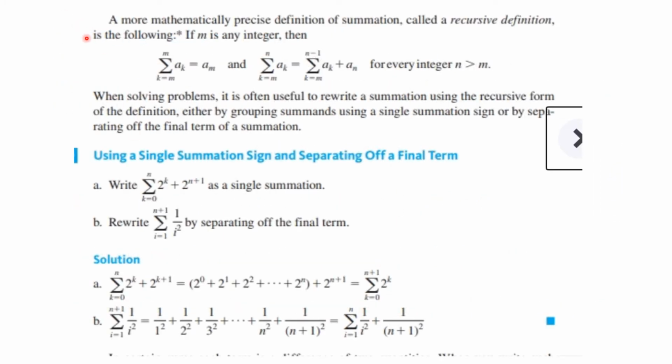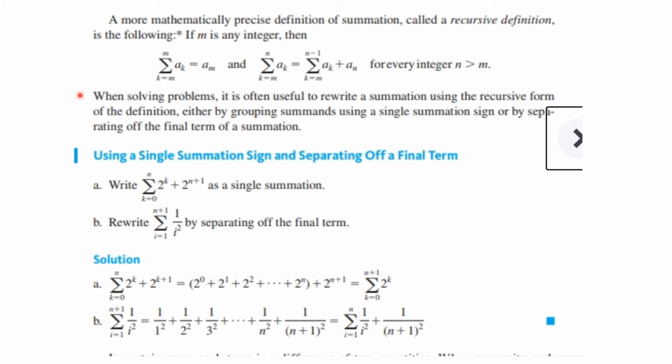A more mathematically precise definition of summation is called a recursive definition, and this is what it looks like. If m is an integer, if I sum from m to m of a sub k, I just get a sub m. But if I sum from m to n of a sub k, that's the same thing as summing from m to n minus 1 of a sub k, plus a sub n, for every integer n that is greater than m.